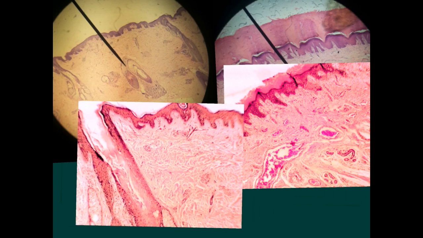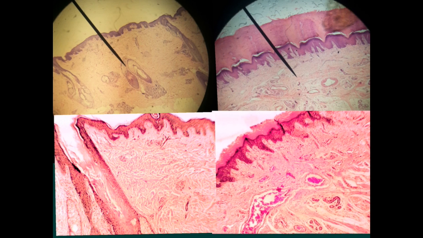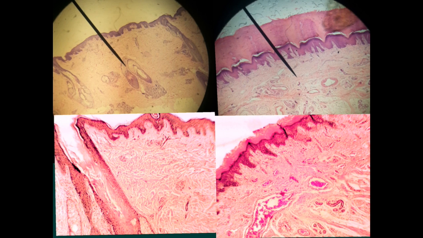Now I will enlarge it here. These are the sebaceous glands, which appear to have some dots inside, and they have evacuated contents due to the dissolving of the sebum. These are the sebaceous glands surrounding the hair follicle. So this is the thick skin on the right side, and this is the thin skin.